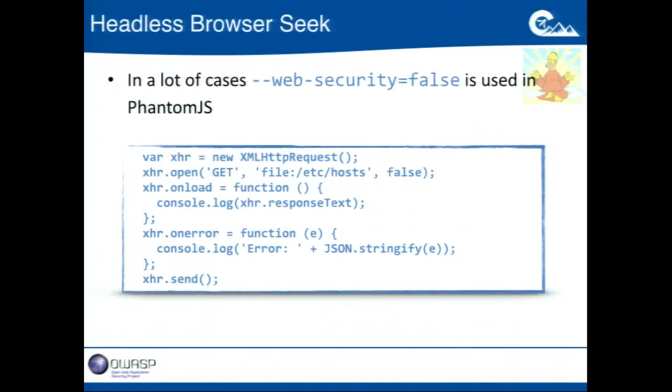Another common scenario is having the same origin policy turned off in Phantom.js, because lots of third-party tools use Phantom.js for the network layer instead of curl, since Phantom.js evaluates JavaScript. They don't really care about same origin policies. So they either hardcode the web security equals false argument where they launch Phantom.js, or they recommend you launch it with same origin policy off. It's quite dangerous.